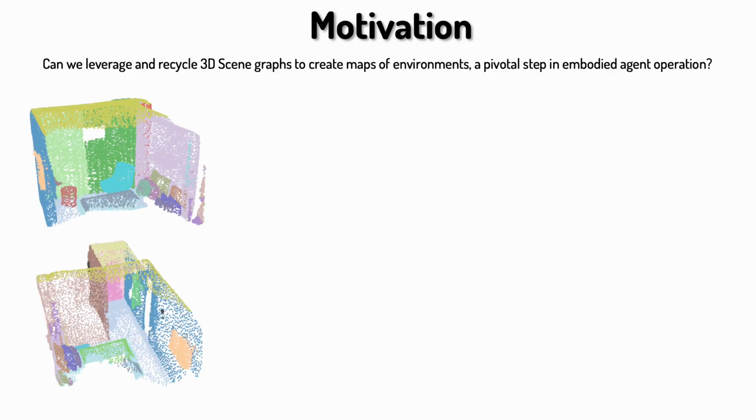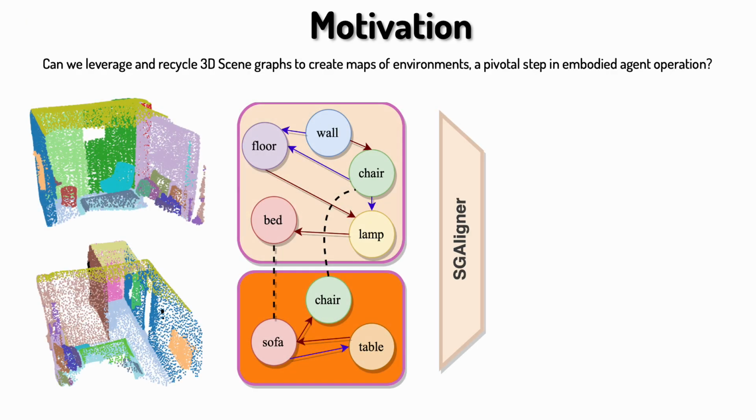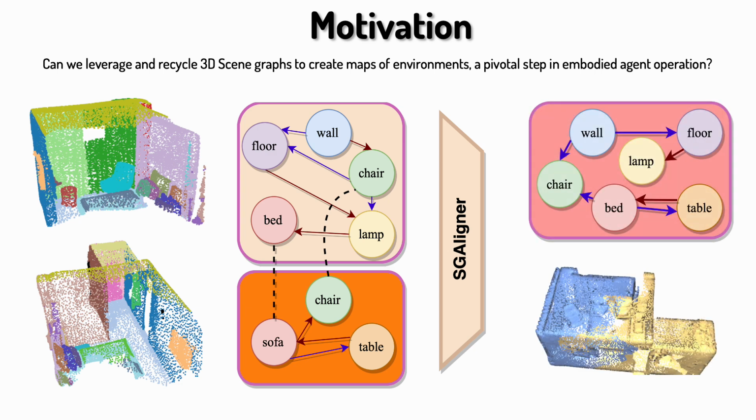With their increased use in solving downstream tasks, can we leverage and recycle 3D scene graphs for creating 3D maps of environments? We focus on the fundamental problem of aligning pairs of 3D scene graphs whose overlap can range from 0 to partial and can contain arbitrary changes.